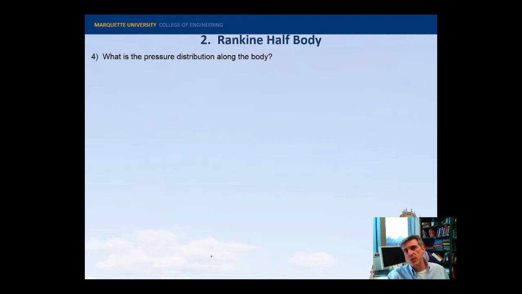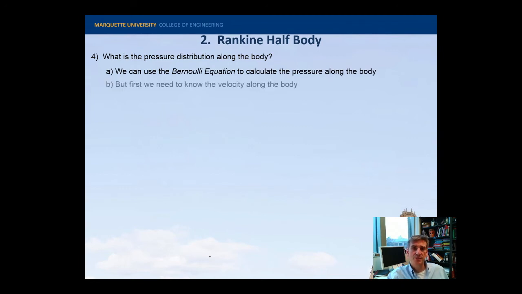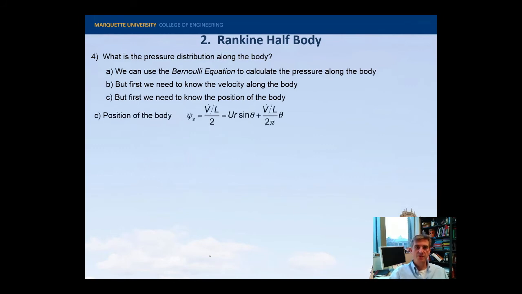So in order to calculate what the coefficient of pressure is over the Rankine body, we can use Bernoulli equation to do that. But first we need to know what the velocity along the body is. And to know what the velocity along the body is, we would need to know what the position along the body is, right? We need to define the body shape. And then we could insert that into our velocity equations, and then we could insert the velocity into our coefficient of pressure. So the first thing to do is calculate what is the position of the body.